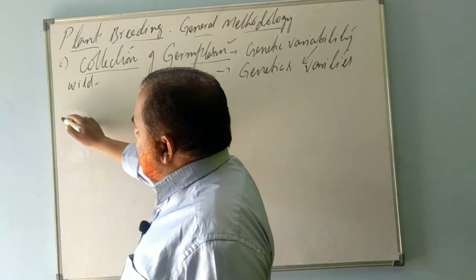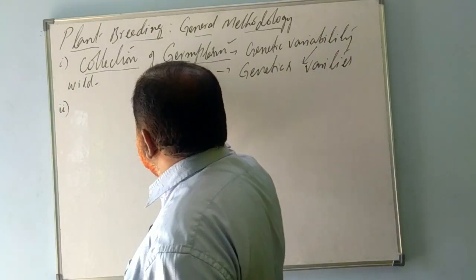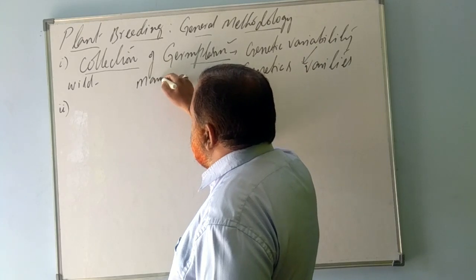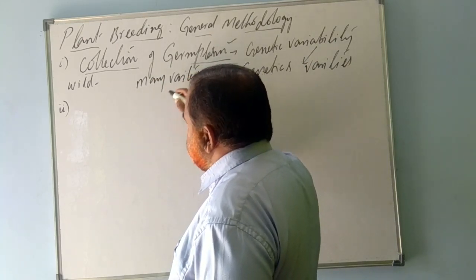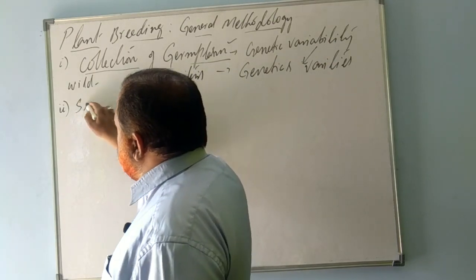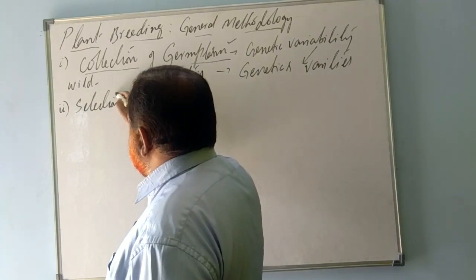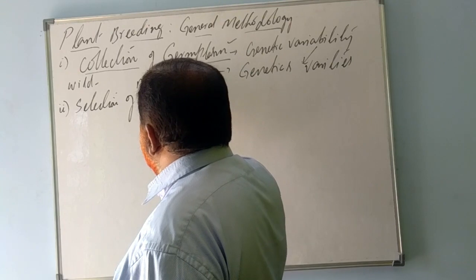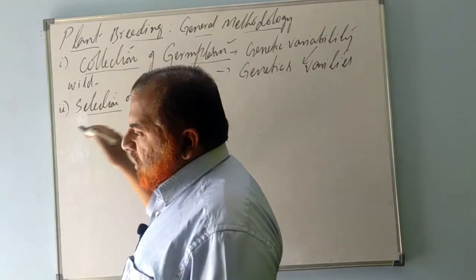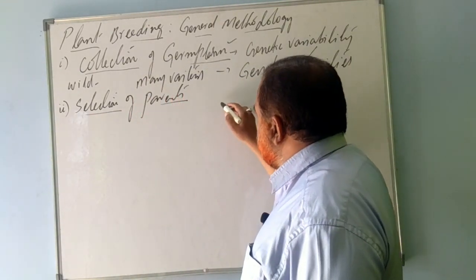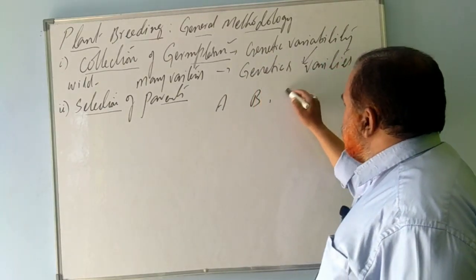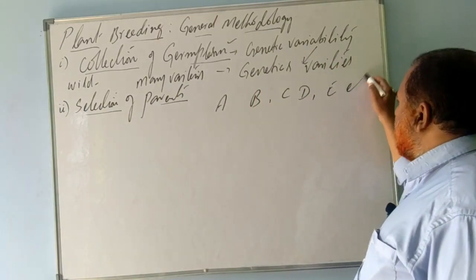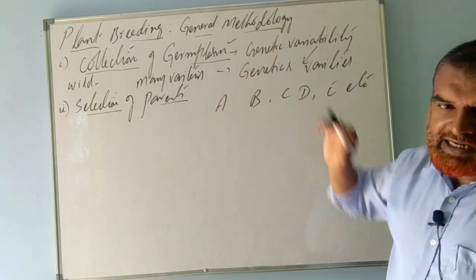After that, once you collect many germplasm, many varieties you have collected. What you have collected? Many varieties of the same plant you have collected here. Then, after that, selection of parents. Now, why do we call them parents? Because these two varieties, for example, one is A variety, the other is B variety. Now you have C, D, E, etc. You have so many varieties of the same plant you have collected.